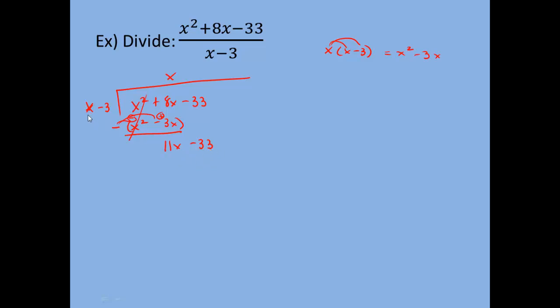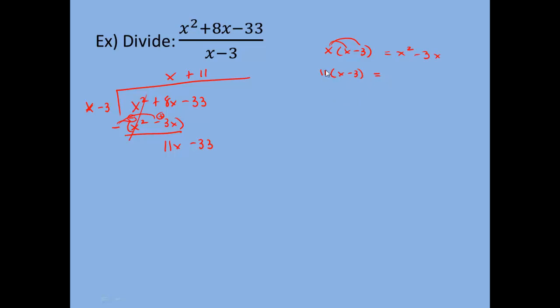Meaning now I'm taking a look at x, my first term here in the x minus 3, and I'm going to look at the 11x minus 33 down here, and I just want to see x times what gives me 11x here. Well, x times 11 gives me 11x, so I'm going to put a plus 11 up top. And I'm going to multiply 11 by whatever's out in front. In this case, 11 times x minus 3. Now I'm showing the work here on the side. You might be able to do this mentally. You don't have to show this piece.